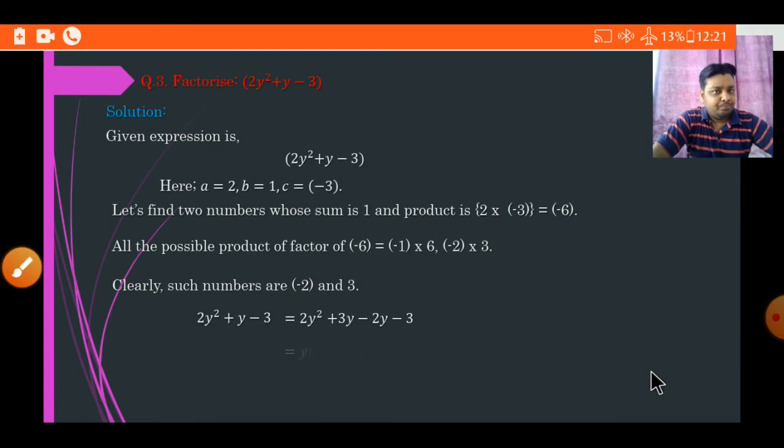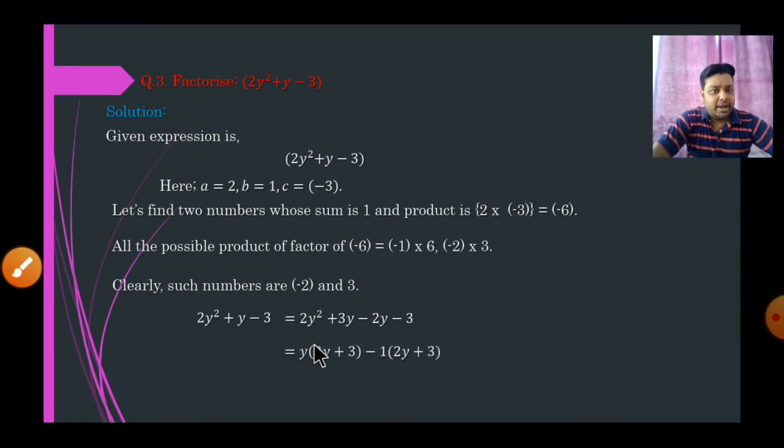So here we will write y times 2y plus 3, and here minus 1 times 2y plus 3. Now 2y plus 3 is common in both, and y minus 1 is the leftover value. So we can write the answer as 2y plus 3 and y minus 1. Okay, students, so let's see another question.